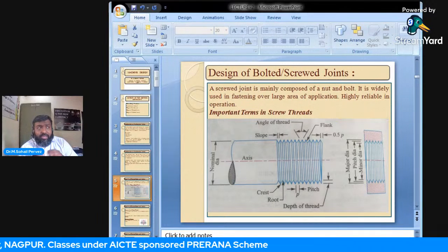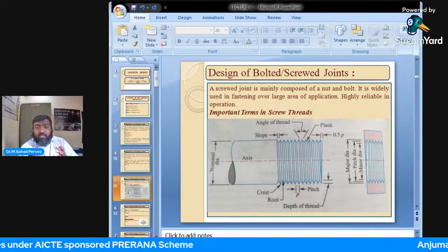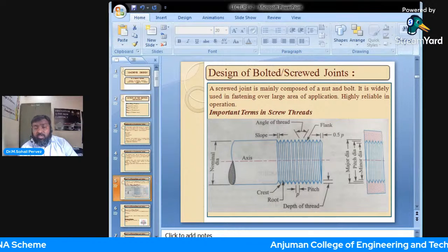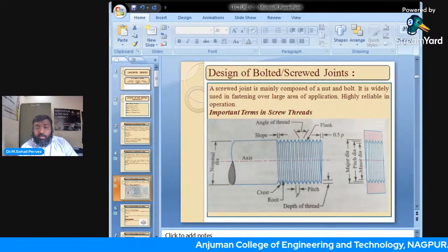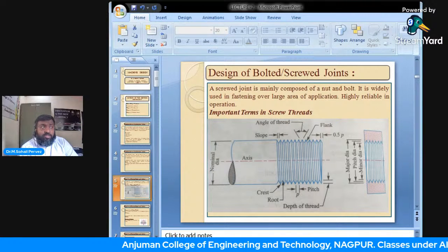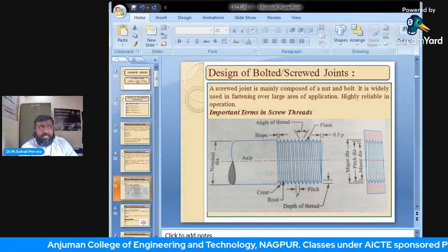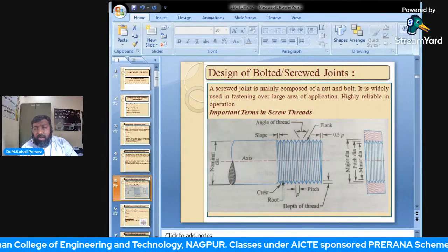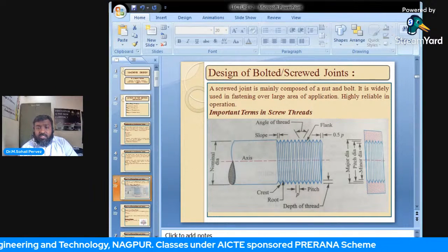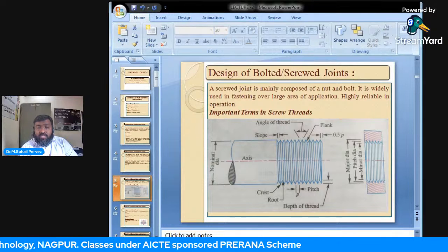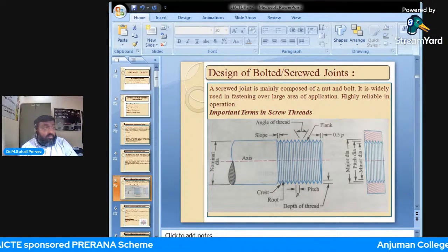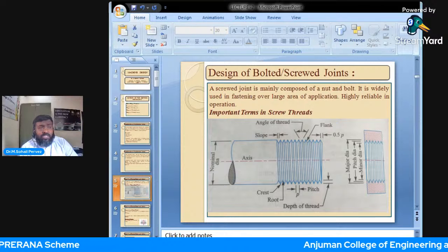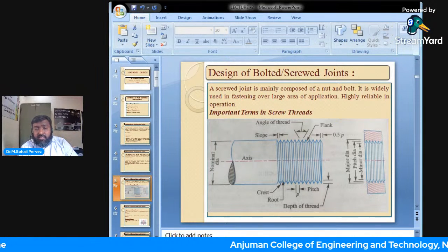obviously there will be two plates, two elements for joining. So here two components will be there, generally known as nut and bolt. Nut and bolts hold the plates, elements, components, parts in the machines and give a tightening effect for a large area of application. Highly reliable in operation. No such skilled labor is required for assembly and disassembly.